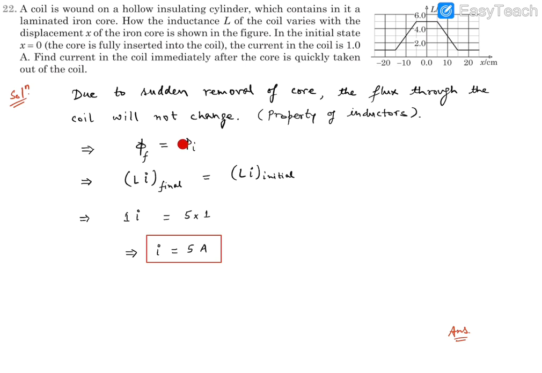Now in the coil, how much flux will be passing through depends on L into I. So L into I final must be equal to L into I initial. Now final L is a constant which is 1 from the figure. I final is what we need to find out. L initially was, because X equals 0, it was completely inside, 5 from the figure. I initially has been given as 1. So from here, I final turns out to be 5 ampere.